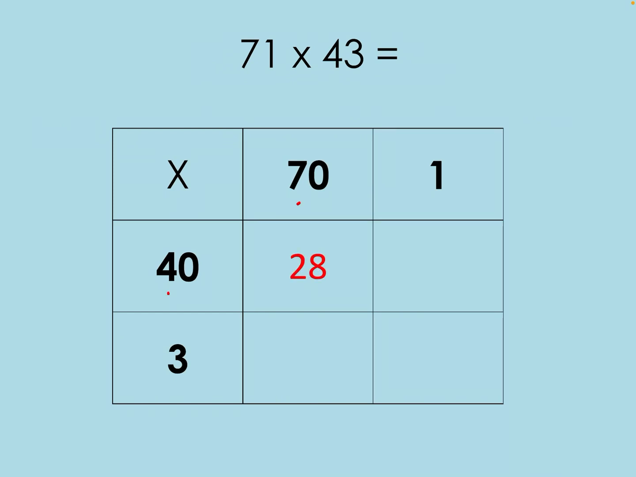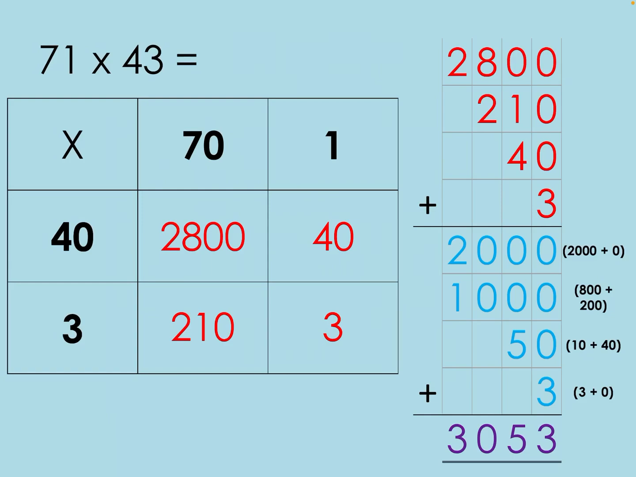Of course, we could do our 4 times 7 is 28, make it 10 times larger, make it 10 times larger, 2,800. 40 times 1, 3 times 70. It's the same as taking this as 7 tens. So we can do 3 times 7, then make it 10 times larger. 3 times 7 is 21, 10 times larger is 210. And 3 times 1 is 3. Well done if you got that.